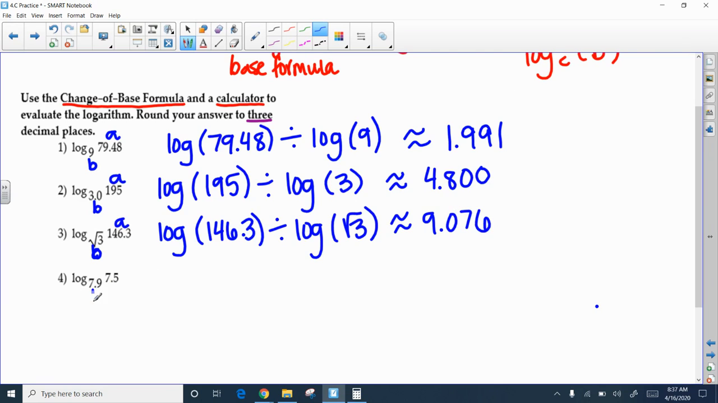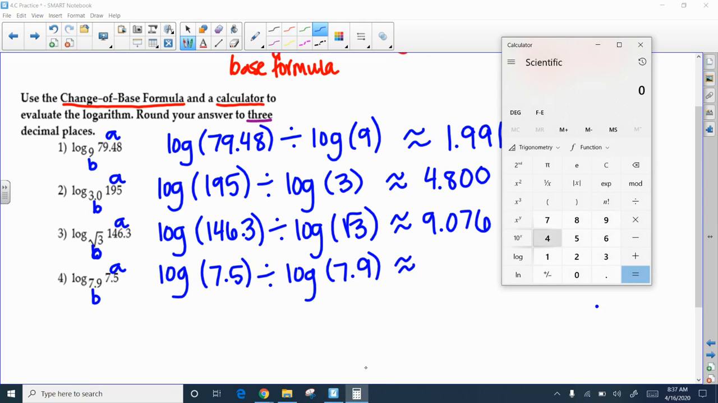And last one, this is log base b of a. So to evaluate that on our calculator, I'm going to do log of a, log of 7.5, divided by log of b, which is log of 7.9. And approximate on our calculator.